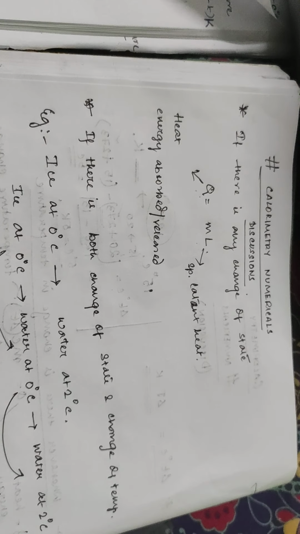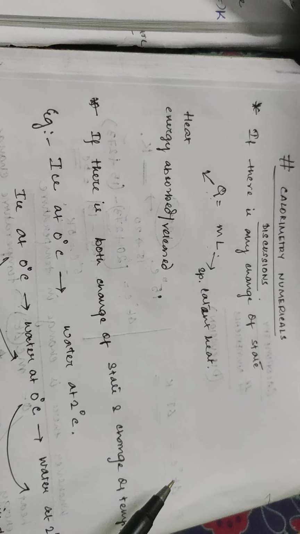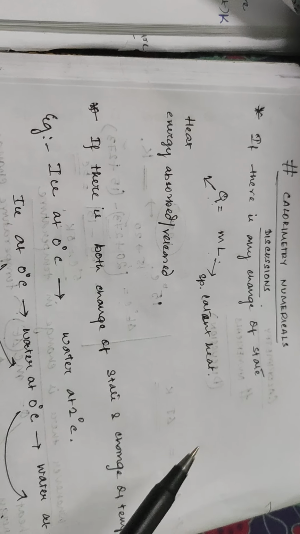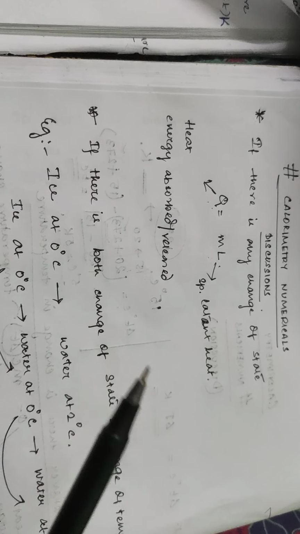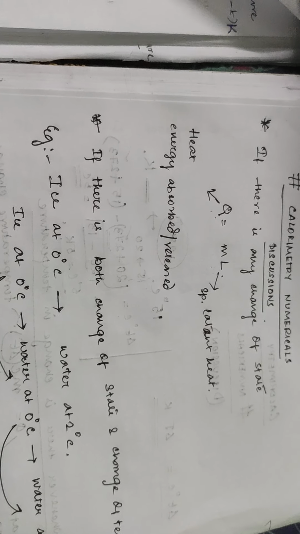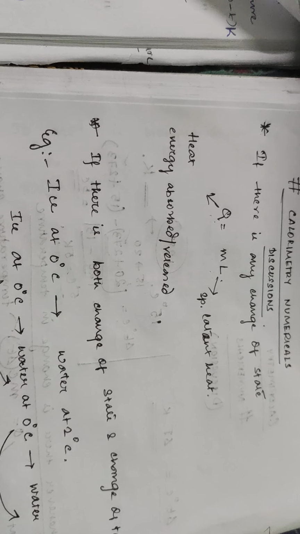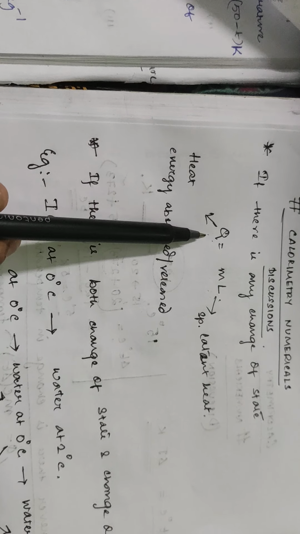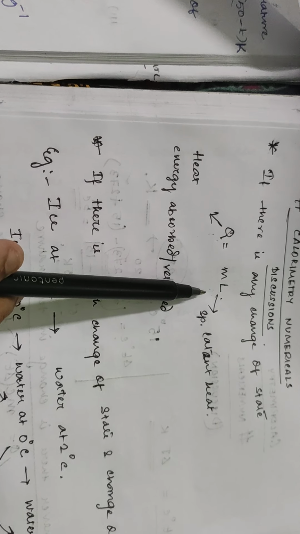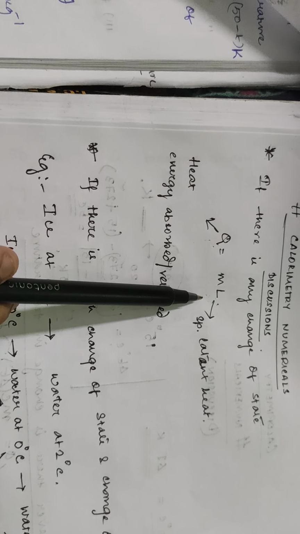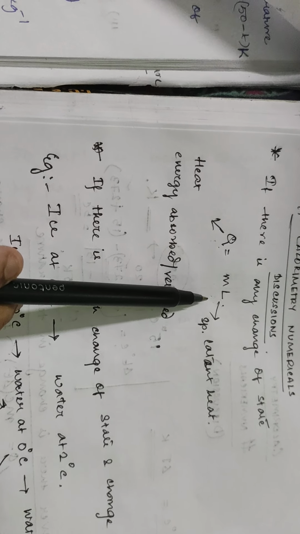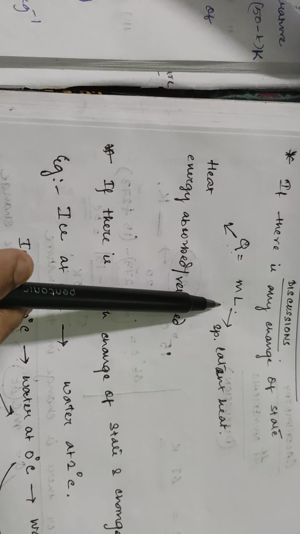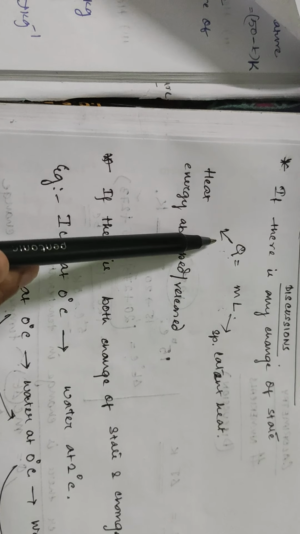In the calorimetry numerical discussion for 11B, there comes the concept of change in state. Notice that ice at 0 degree Celsius is melting to water at 0 degree Celsius. In that case, heat energy absorbed will be equal to m into L. Or say water at 0 degree is freezing to ice at 0 degree. So in a change in state, heat energy released, Q is equal to m into L.